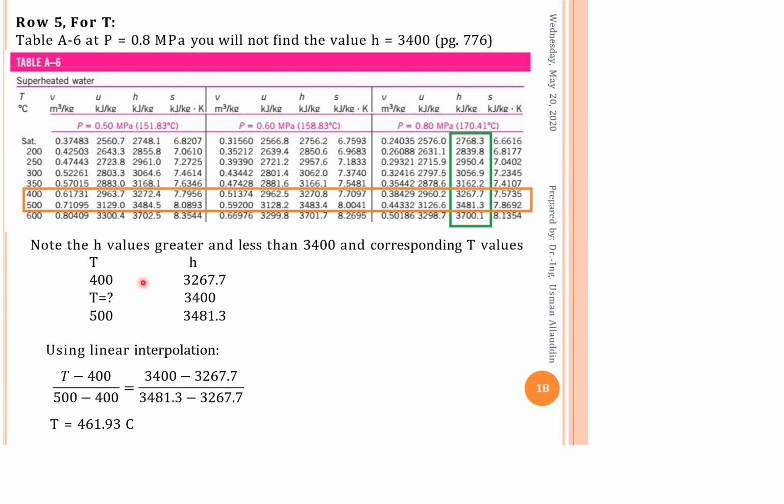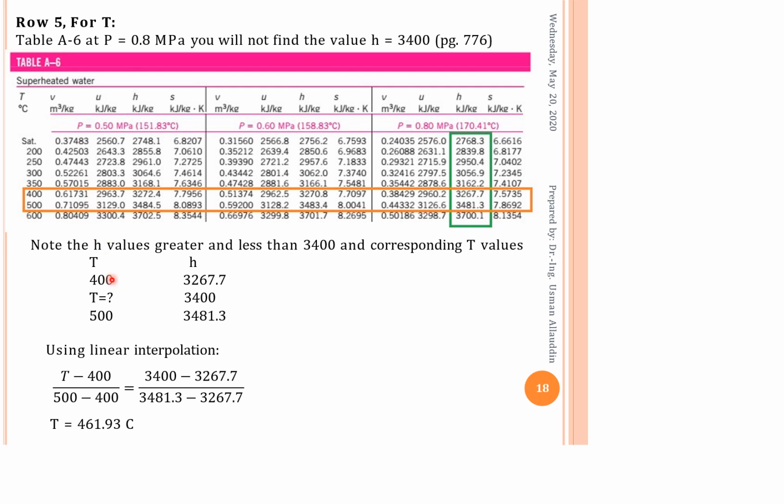So this is our method. Firstly, whatever we need to find, we need to find our temperature, and the temperature is in between these two values, 400 and 500. So here we will write the 400, and here we will write the 500, and here we will write the value we need to find, whether it is temperature or H or U, V, whatever we need to find, we will write that here.